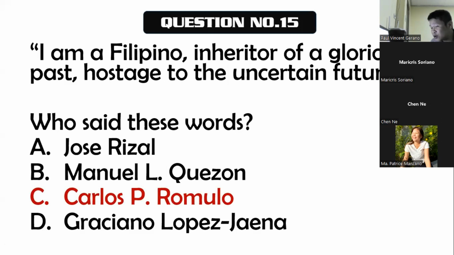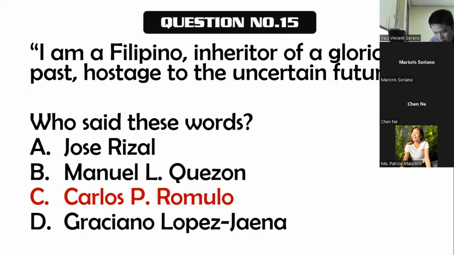Ano ang title ng literary selection na ito? What is the title of this literary selection? Can you give me the title? Written by General Carlos P. Romulo. The title is I Am a Filipino. Crystal is correct. Now, I told you earlier that Carlos P. Romulo was a Filipino diplomat. He was the president of the UN General Assembly.